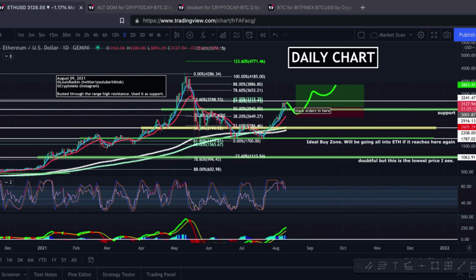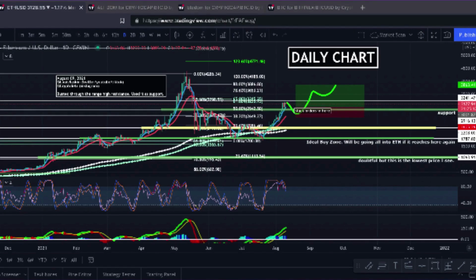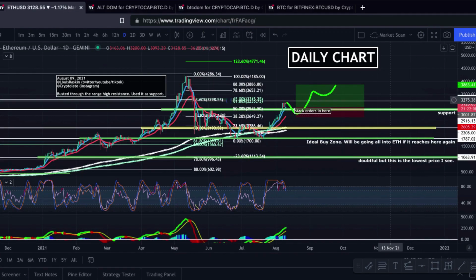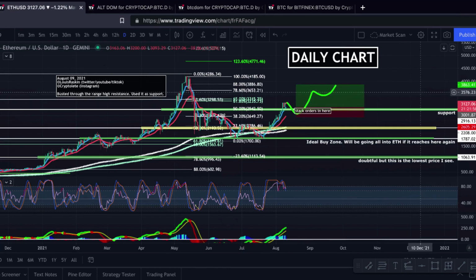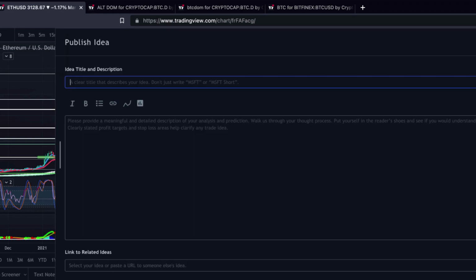So now we're at the main chart again. And this is a daily chart for Ethereum. Just looking at this, we could see that it came up above the resistance. Now it's at support. Now the resistance is the support. This is the 61.8, so that's why it's getting resisted right here a little bit. But I'm gonna be stacking in down here. So let me just publish this idea.